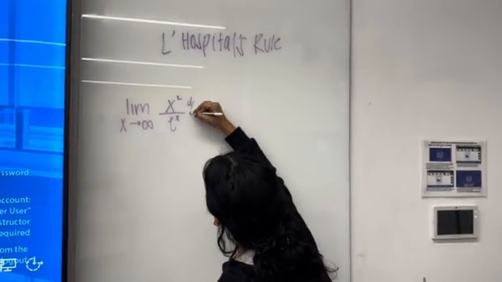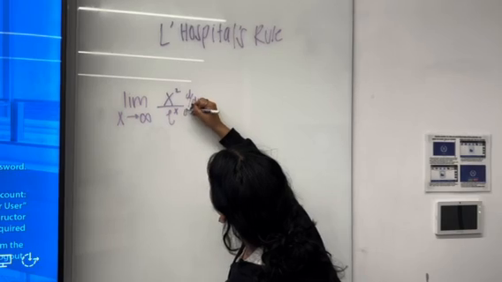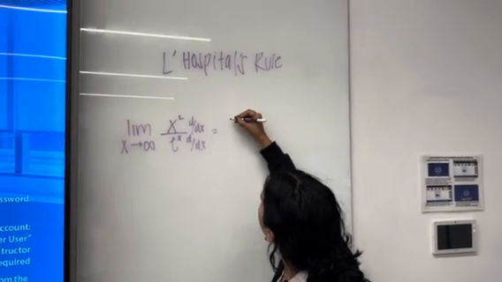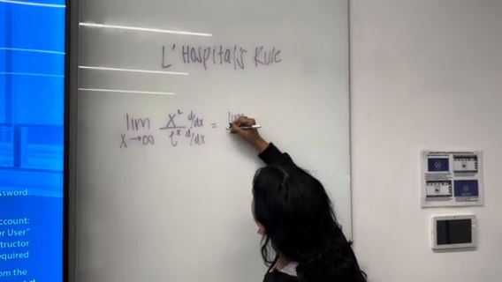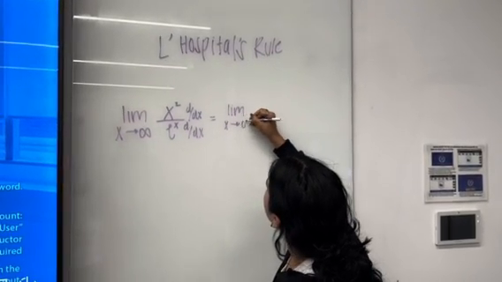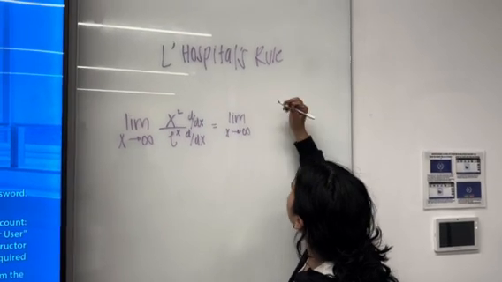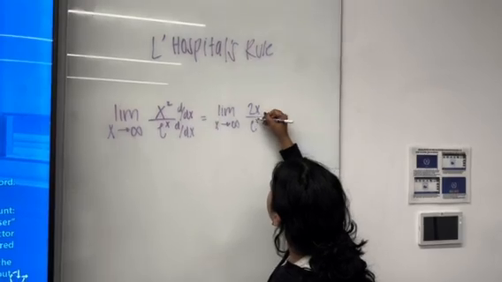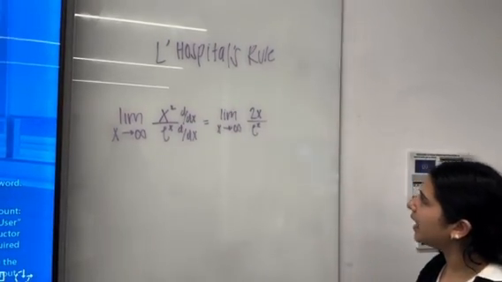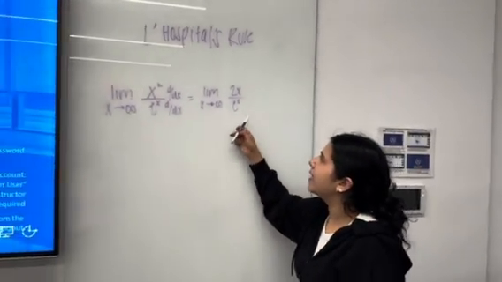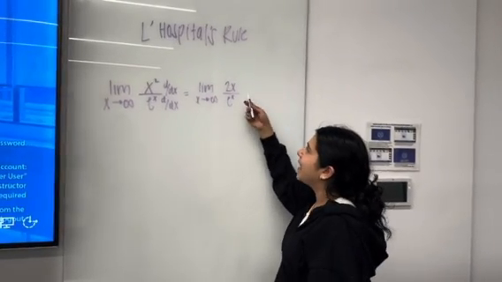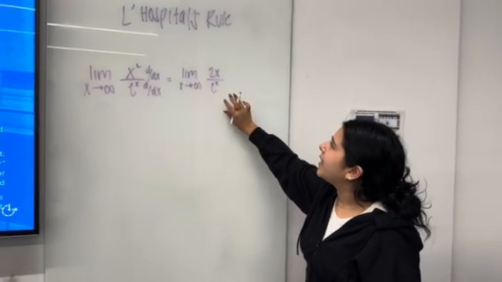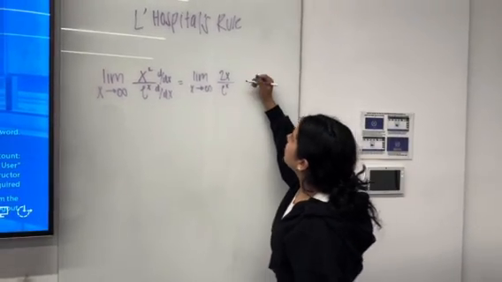So we have d over dx. Then we're going to get limit as x goes to infinity, and then the derivative would be 2x over e to the x, since it would remain the same. And then this would actually give us the indeterminate form if we did direct substitution. So we have to take the derivative again of this one. So we're going to do that.